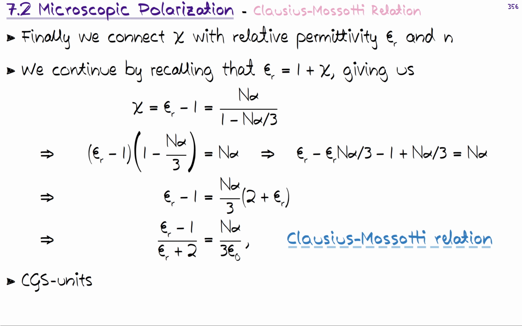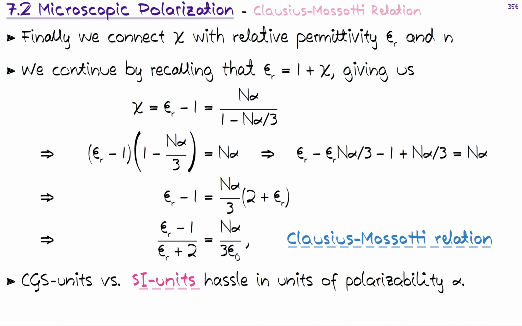There is the Gaussian system of units, CGS, and there are the more often used SI units. And there really is a lot of confusion and hassle in terms of the units and the way the polarizability alpha is defined for a substance.